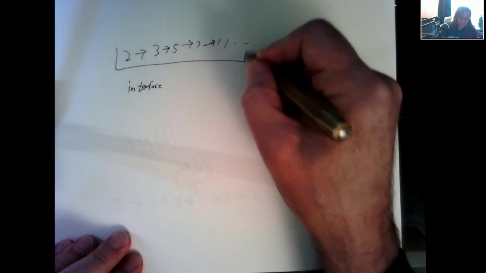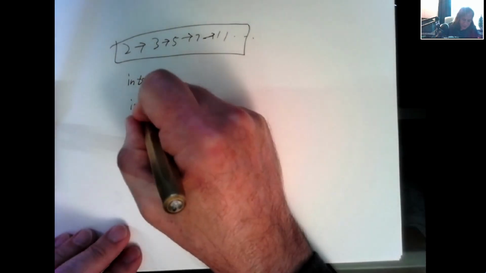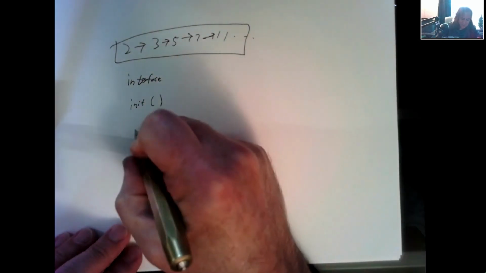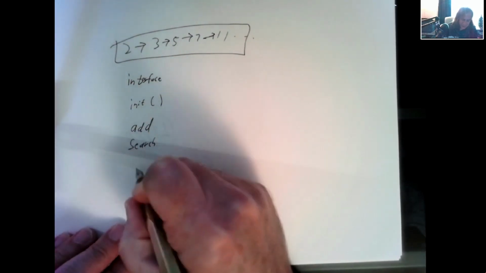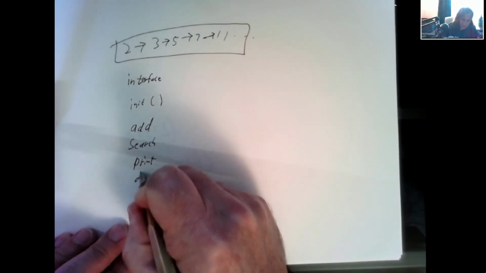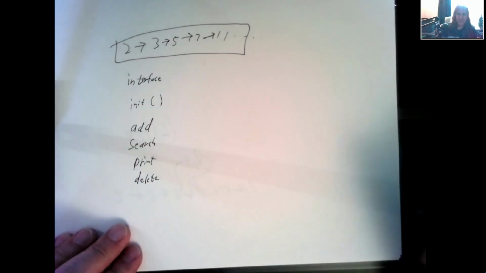to our linked list. A linked list is a type of data structure. So we want an interface to our data structure. An interface is just a set of functions that will let us manipulate this by making function calls. So for example, we might want to initialize our list. We might want to add something to our list, search for something in our list, print our list, and maybe delete something from our list.